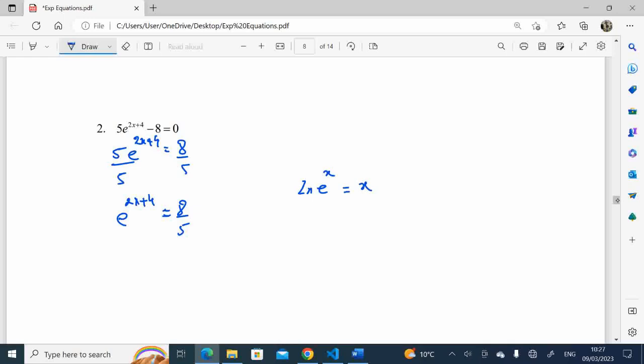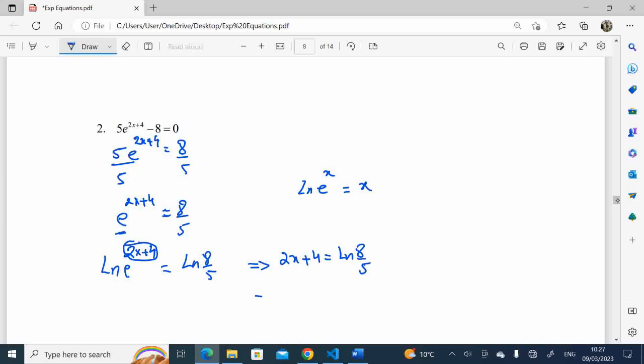So we are going to set ln. In order to remove this exponential from here, I need to set ln both sides. So we get ln e to the 2x plus 4 is equal to ln 8 over 5. So this means this is x now, the whole power is x. So removing ln with the exponential, we get 2x plus 4 is equal to ln 8 over 5.